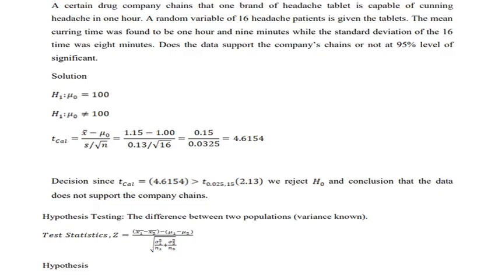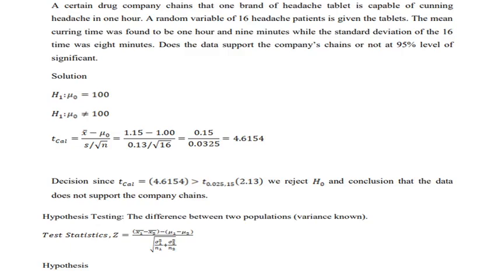We set our hypothesis. H0: mu naught is equal to 100, which is our null hypothesis, and H1: mu naught is not equal to 100, which is our alternative hypothesis. The alternative hypothesis is the researcher's claim.